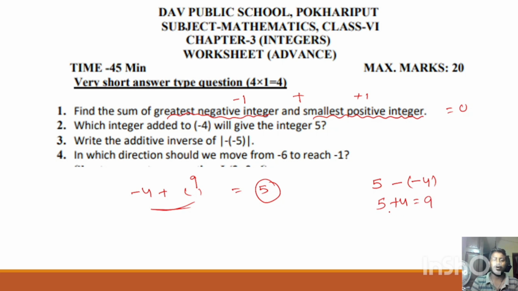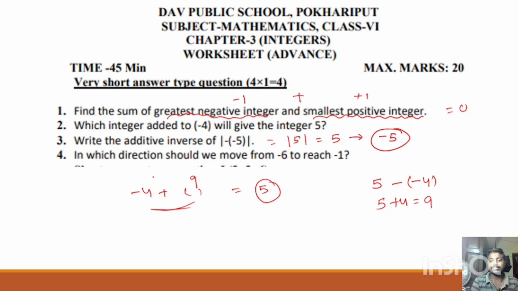Okay. Now next question, write the additive inverse. First we solve that: the absolute value is 5, then the additive inverse is minus 5. So the answer is minus 5.